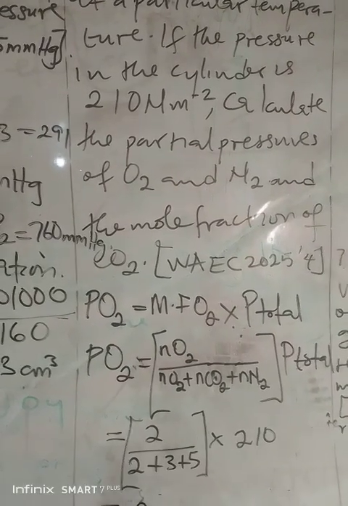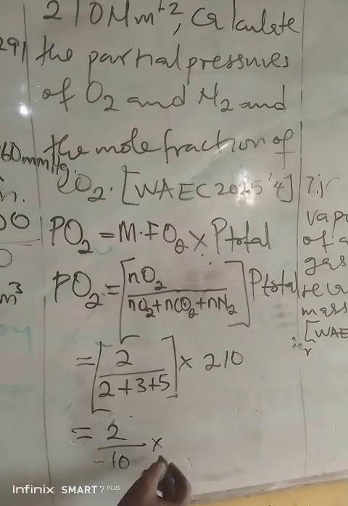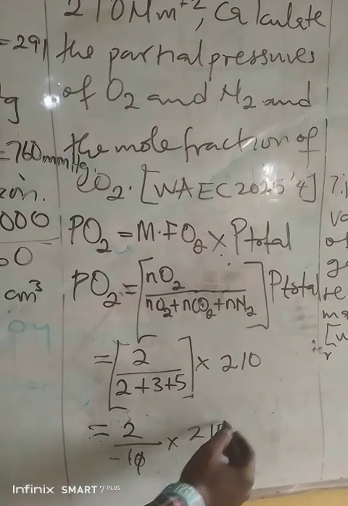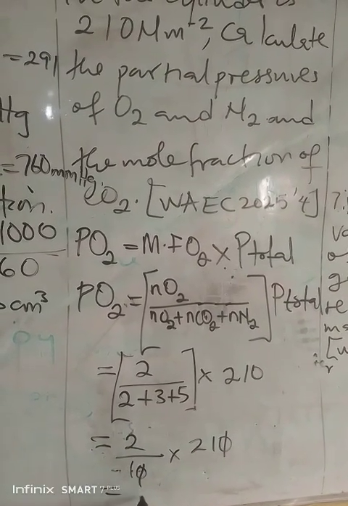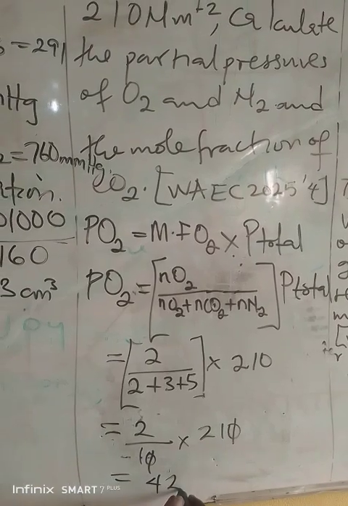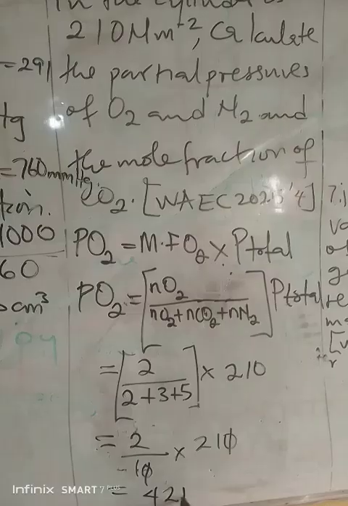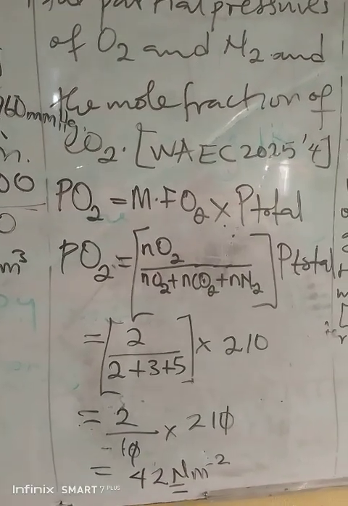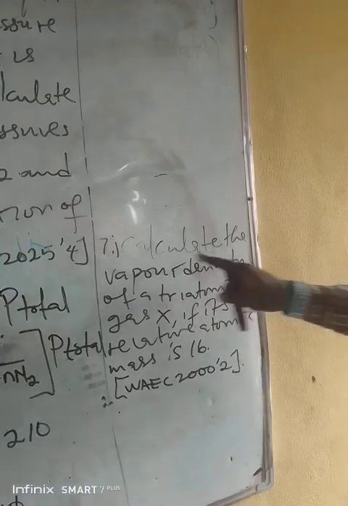So what do we have? 2 over, add up this one, that's 10, Abi. Times 210. So 0 cancels 0. We have 2 times 21, which is 42. What is our answer? 42 Newton per meter square. Why am I using Newton per meter square? Because the unit they give us for the partial pressure here is Newton per meter square.